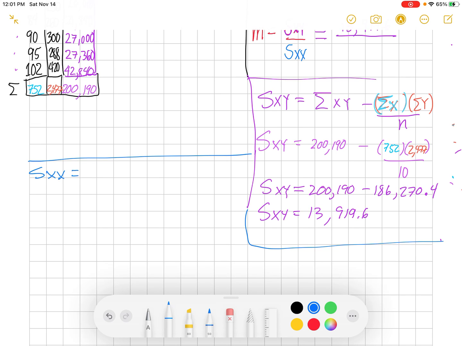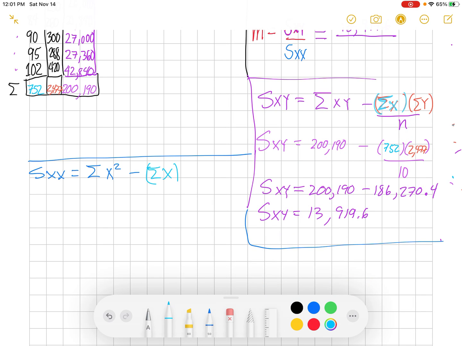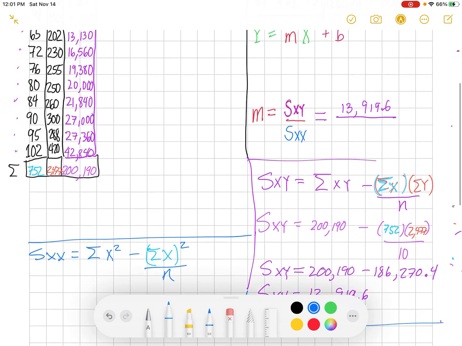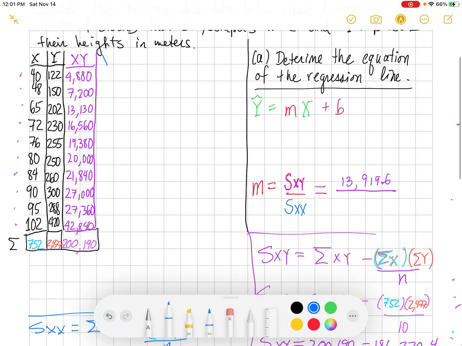And put sxx right here. That's what we need next. So remember what this formula is. It's the sum of the x squareds minus the sum of the x's, squared, divided by n, the number of sample points. We already have the sum of the x's. We've got to come up with the sum of the x squared.